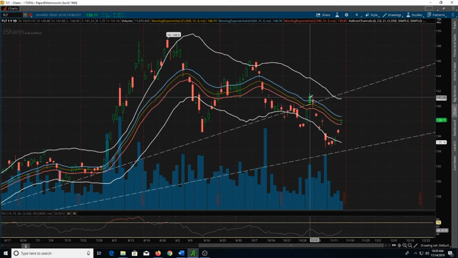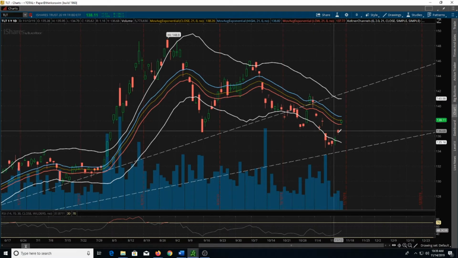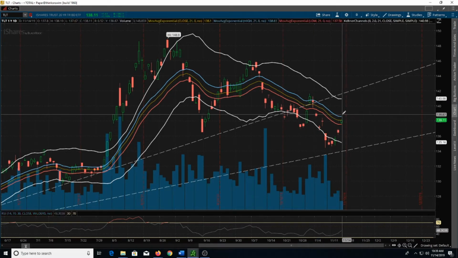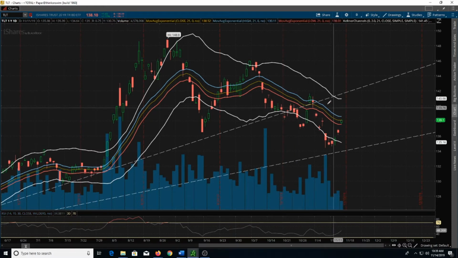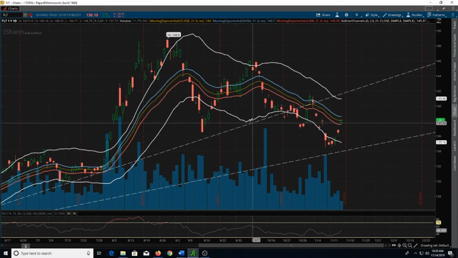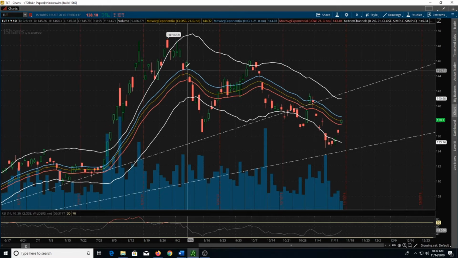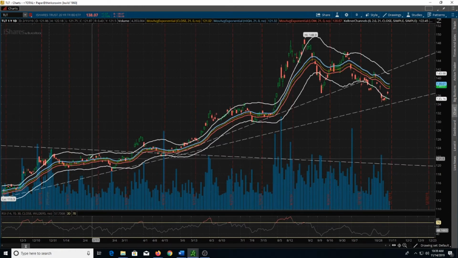A more conservative stop would be right here above the top of this band. But you can see this was penetrated here, and then it took off back down. So if you put your stop here, you've got a greater chance of getting stopped out, because I do believe that this is the trend we're on right now, moving down. I'm not sure it's going to continue this trend just yet.